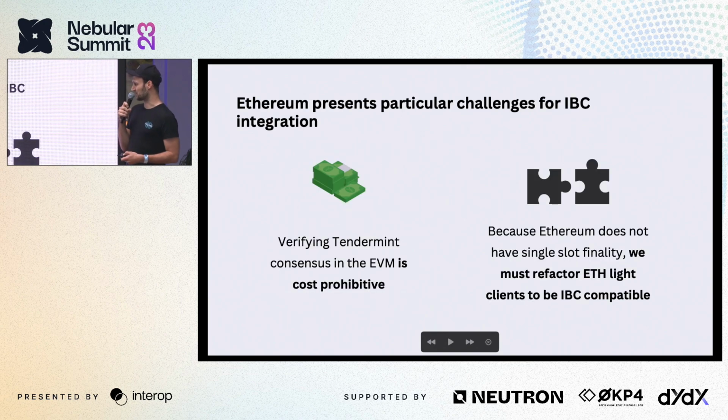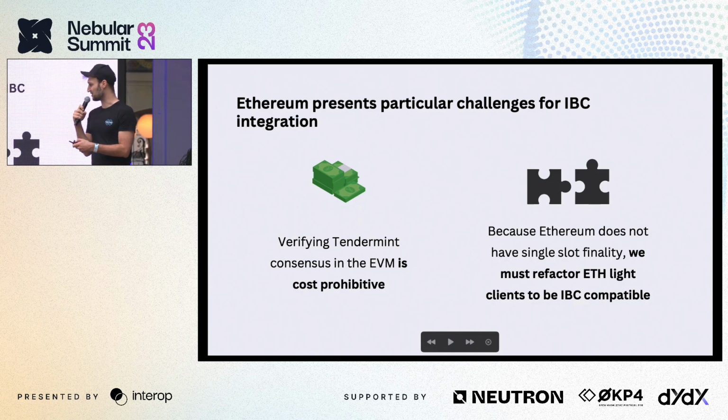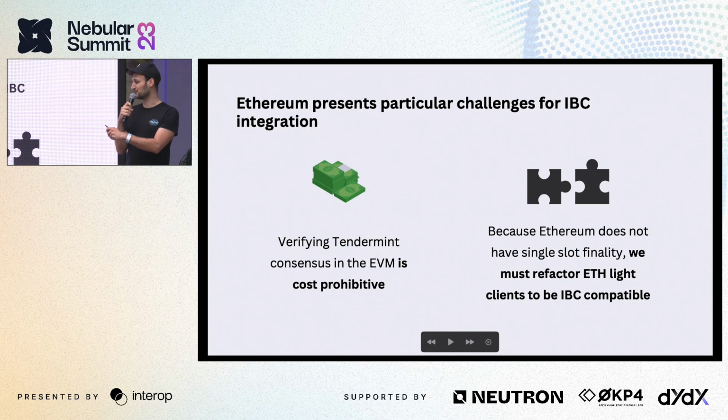Specifically for Ethereum, there's also the issue that verifying Tendermint consensus, which is what Cosmos SDK chains use, in the EVM is cost prohibitive. So we need to find solutions for that. Also, Ethereum does not have single slot finality, which is also a requirement. If you have different forks, an Ethereum light client is not immediately IBC compatible.